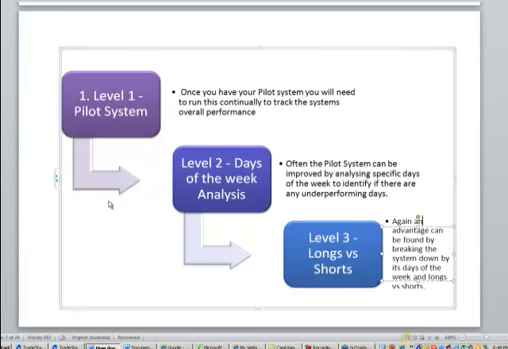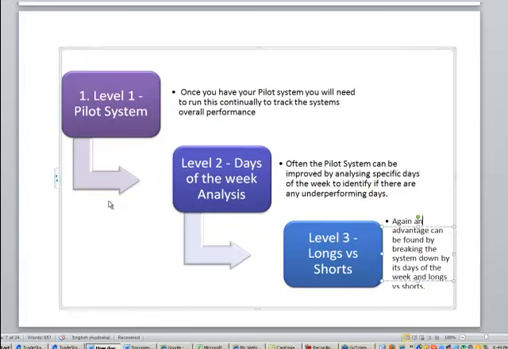Now, what we can do is we can say, right, well, that's what we call level one of our system development. So we can then say, right, well, let's have a look at level two, which is the days of the week analysis. So often the pilot system can be improved by analysing specific days of the week to identify which of these days are underperforming. So you'll find that there are sometimes some really interesting stats as far as your overall system performance, and that sometimes there are some gold nuggets that can be found by just weeding out those bad days of the week.